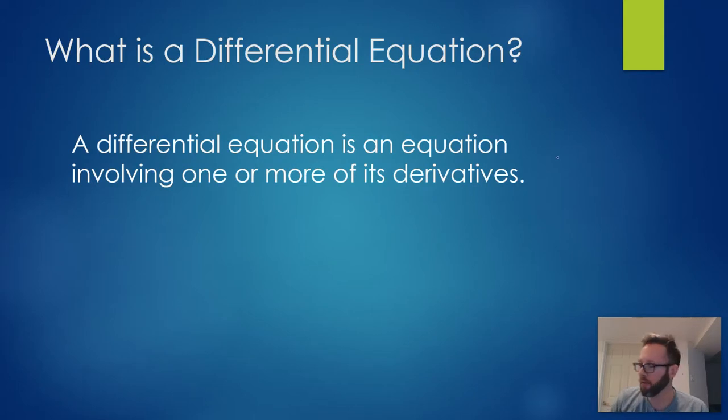As we've seen, in the equation for simple harmonic motion, the second derivative was proportional to the original function. This equation has not just a function, but it has its second derivative. It's an equation relating, in this case, the second derivative with the original function. A differential equation is such an equation involving one or more of its derivatives.